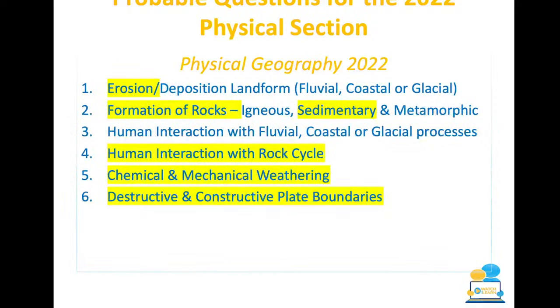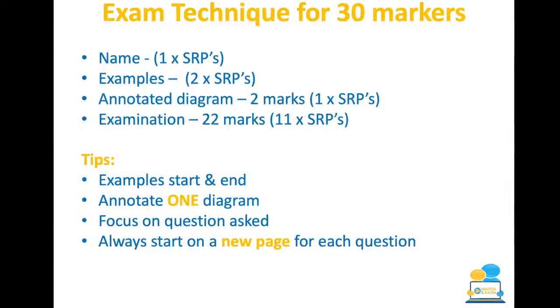Now, with the 30 markers, I'm going to show you where the SRPs come from. How do you get the SRPs, generally speaking? This is how most 30 markers are going to be broken down. So you're going to be given one SRP for naming it, okay? So that's 2 marks.